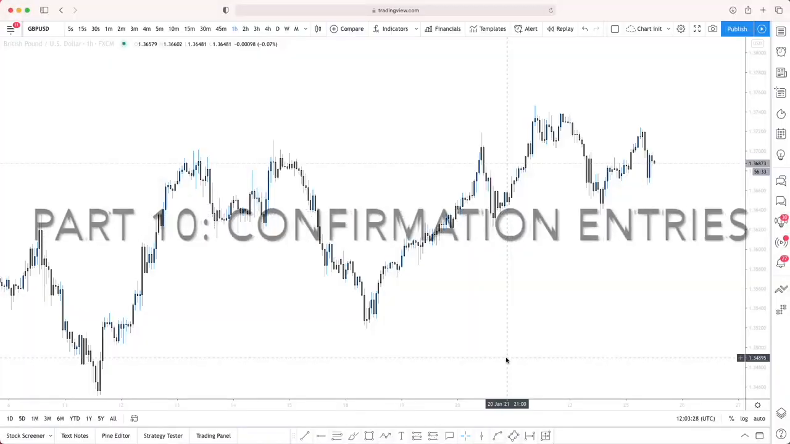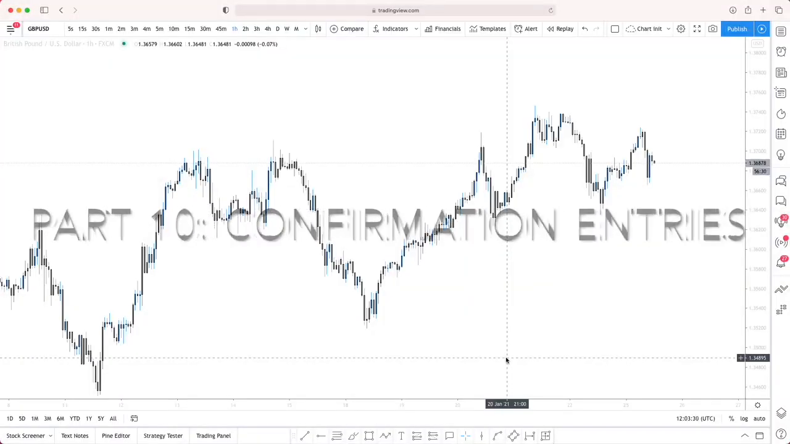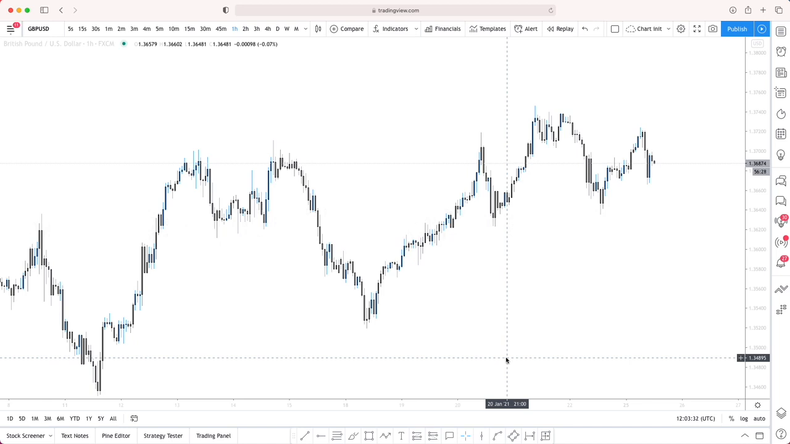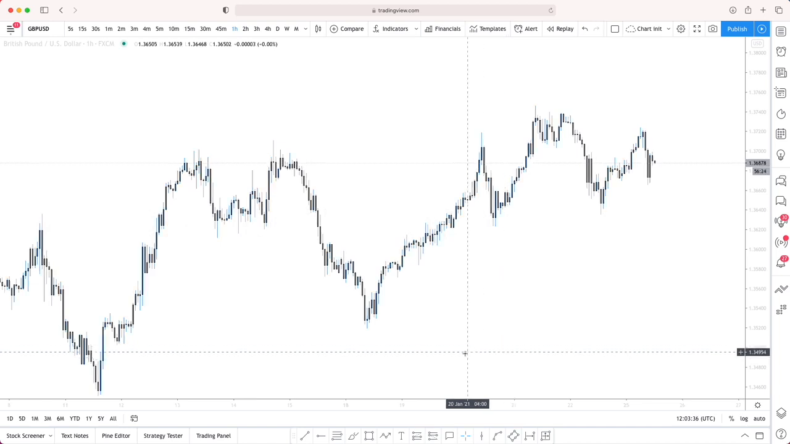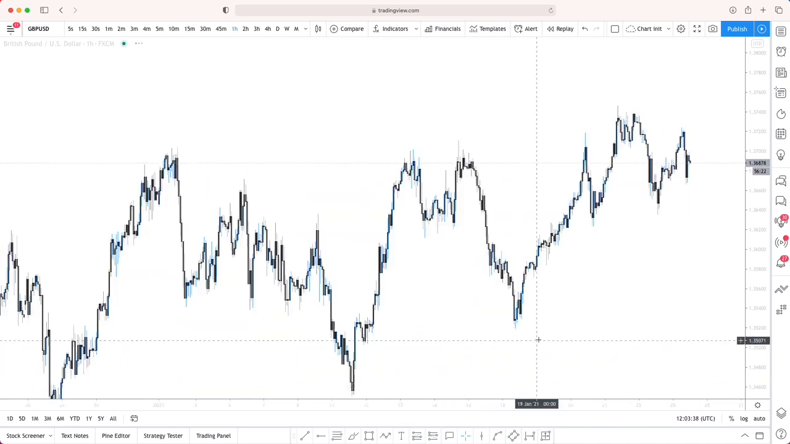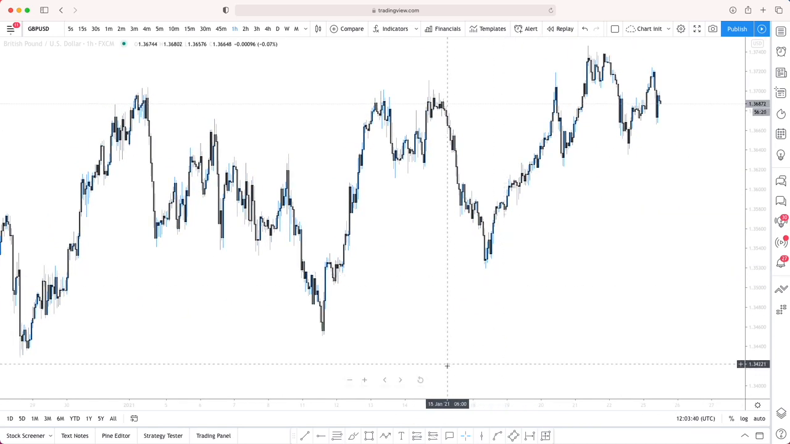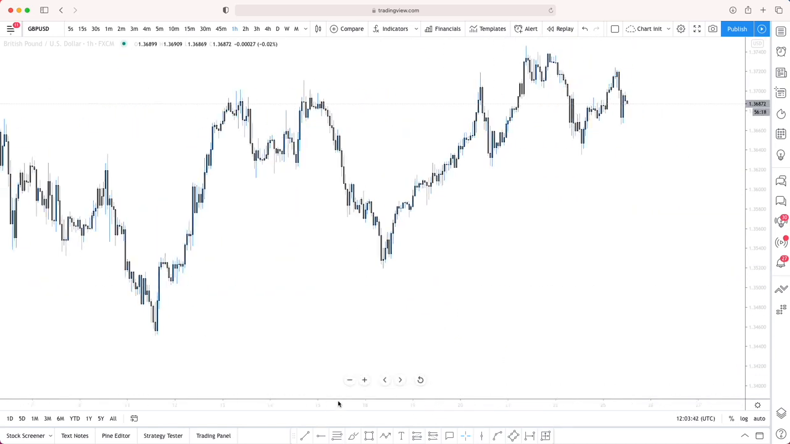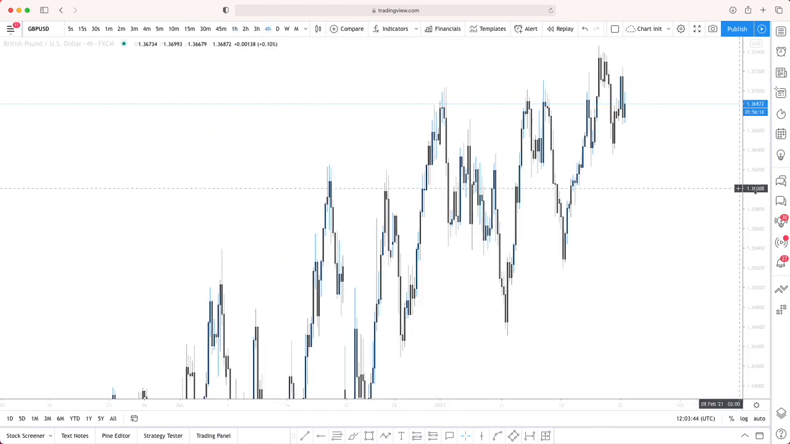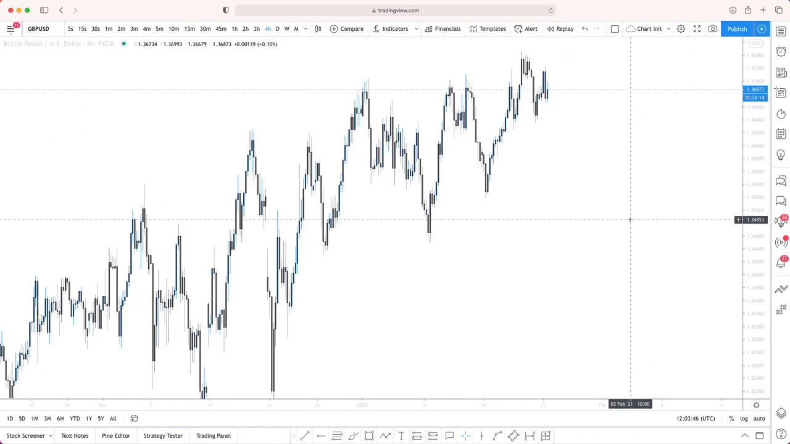Part 10 of the order block strategy. This video is going to be talking about confirmation entries. In the last video we spoke about risk entries. Now we're going to talk about confirmation entries and why this way of trading gives you a higher win rate. Basically, it allows us to confirm which order block is the one that we choose.